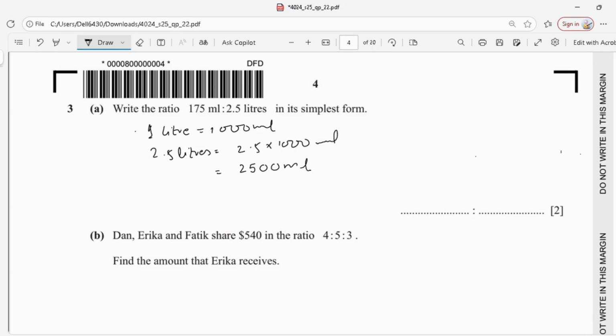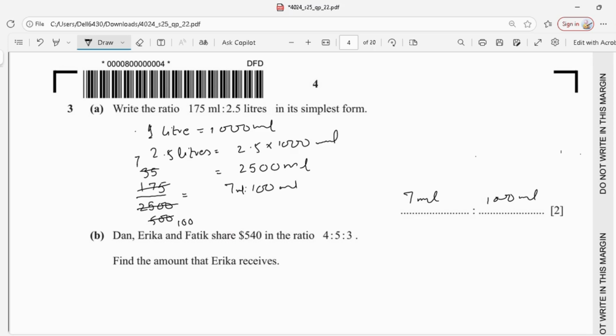ml, 2500 ml. Now 175 divided by 2500 is equal to, this will be 7 is to 100, 7 ml is to 100 ml. This will be in the simplest ratio.